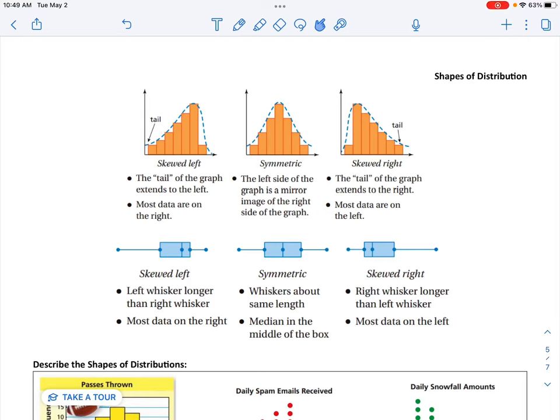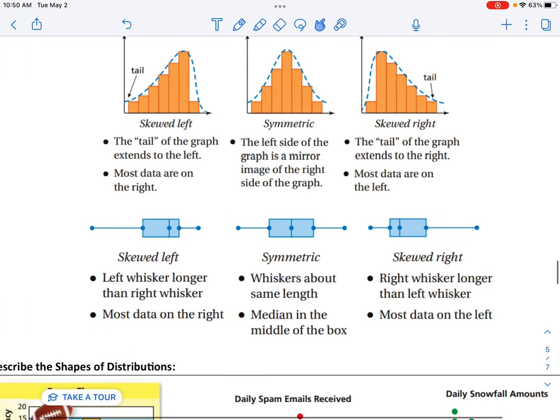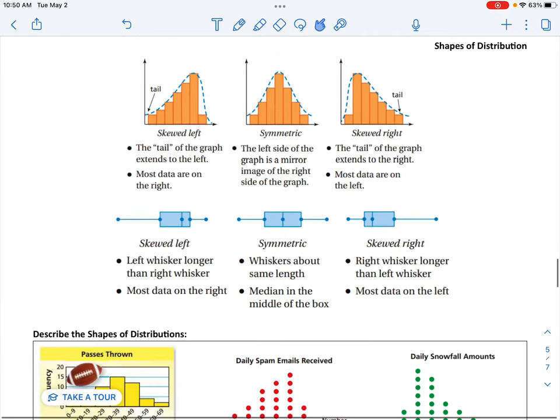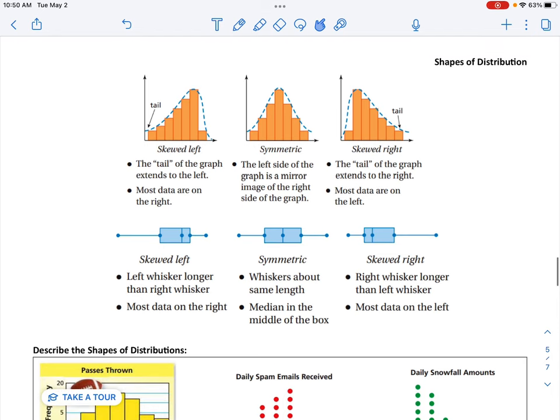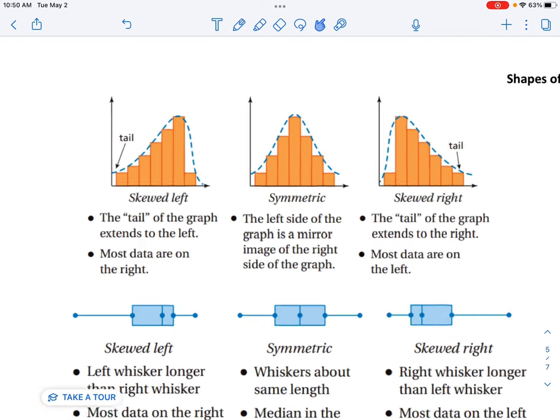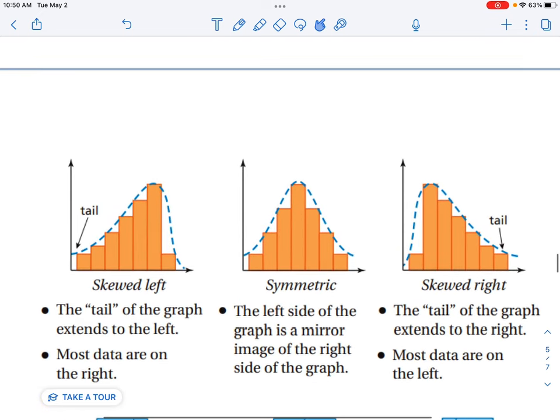This is going to be a pretty quick lesson because we've already dealt with histograms and box and whisker plots. Now we're analyzing these, and we're just going to be talking about the shapes of distribution of them. We're going to be talking about the shapes of each of these different graphs, and your homework will be Big Ideas 10.3.